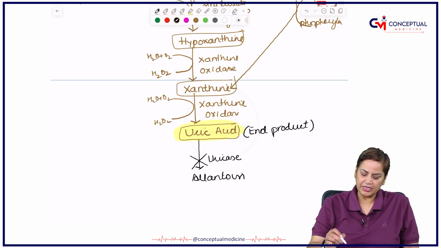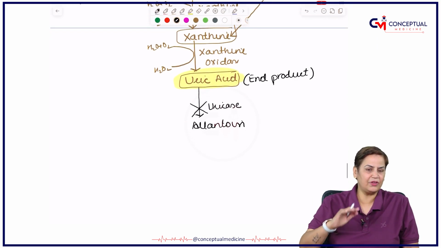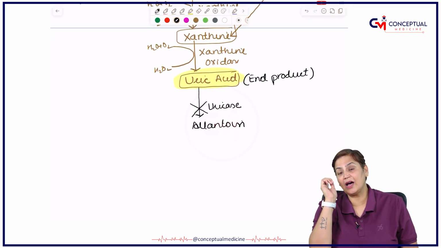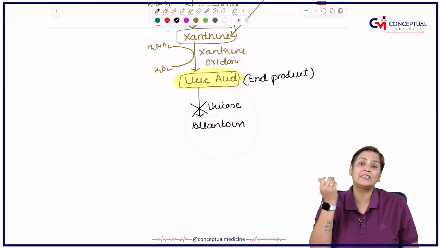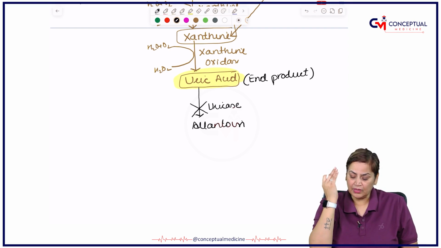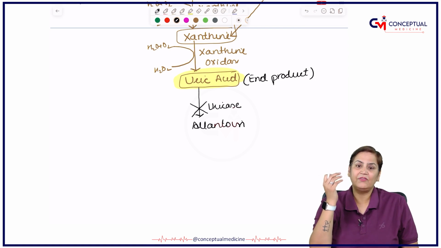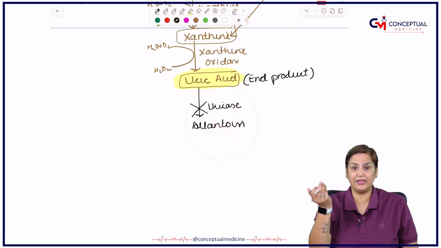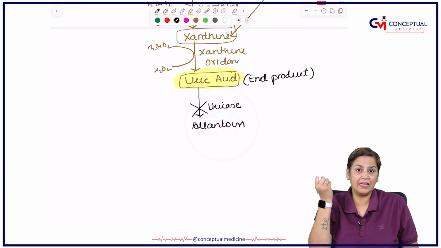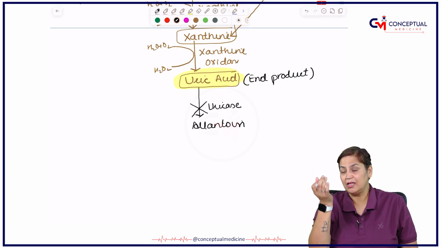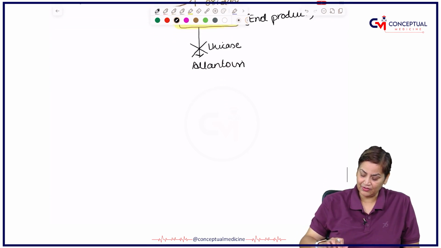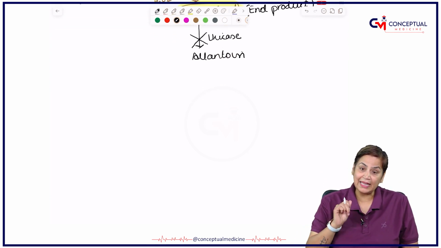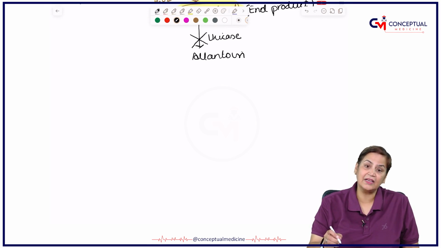Now the question is, I told you that purines will be catabolized to form uric acid. What are the inborn errors of metabolism associated with it? So the most important one is gout, which is also known as gouty arthritis. There is a pain in the joints, and there is accumulation of this in the synovial fluid. So we can say that the most important inborn error of metabolism is gout.